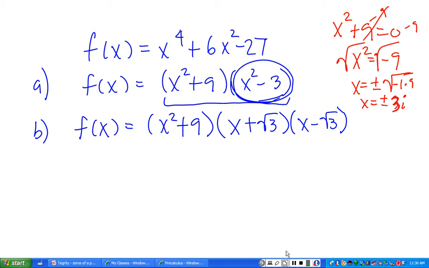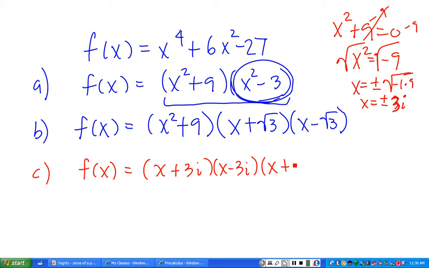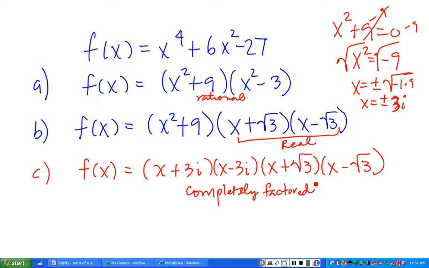Therefore, for c, the answer is f of x equals x plus 3i, x minus 3i, x plus square root of 3, and x minus the square root of 3. Zeros. So the zeros in its entirety are negative 3i, positive 3i, negative square root of 3, and positive square root of 3.